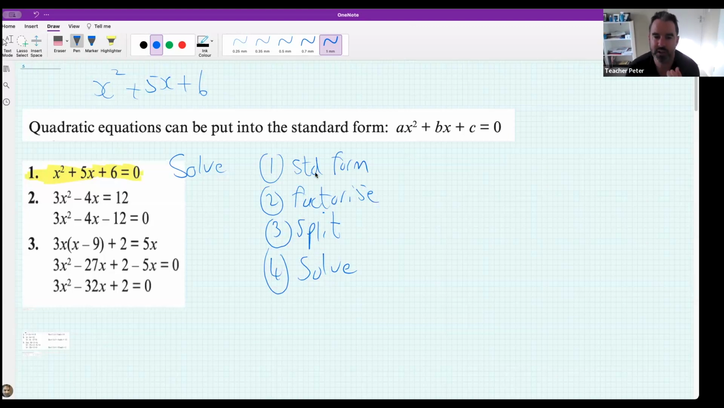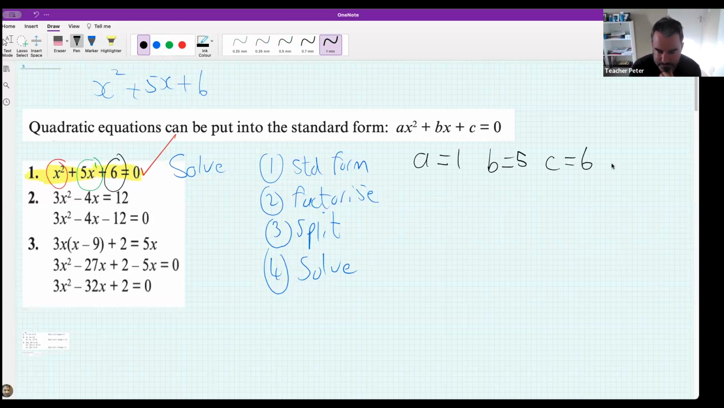Now, first of all, we need to make sure we know what standard form is. Number one is in standard form because everything is on one side, and you have going from the biggest terms down to the smallest terms. So this is called the quadratic term, or the term of degree 2. Then we have the linear term, or the term of degree 1. And then we have what's called the constant term. And so this is in standard form. And in number one, we would say that A is 1, B is 5, and C is 6.